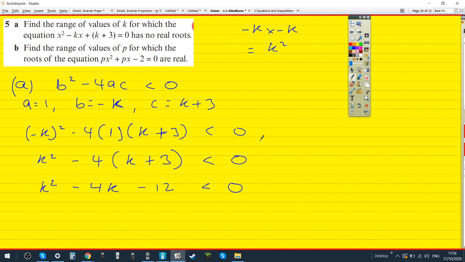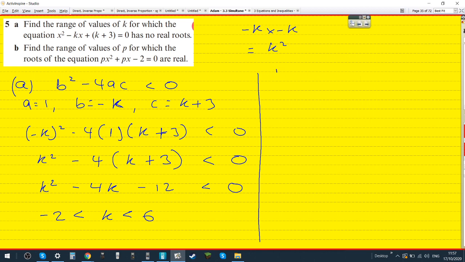So it'd be 1 squared, minus 4, minus 12. So the answer is minus 2 is less than x and 6 is greater than x. And so I wrote it as K. K is between minus 2 and 6, is it? Yeah, minus 2 and 6, yeah. Okay. Question B.